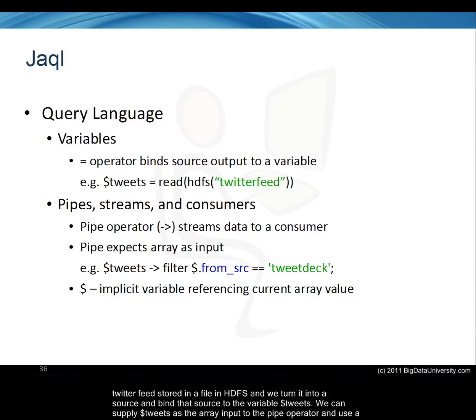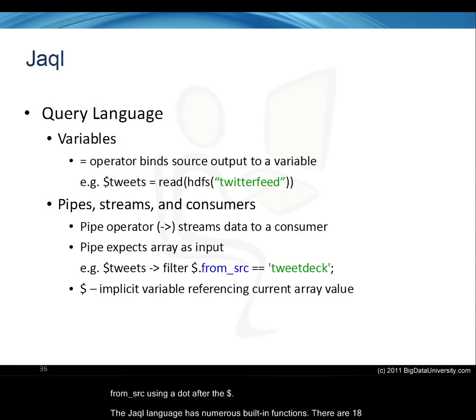For example, say we have a Twitter feed stored in a file in HDFS, and we turn it into a source and bind that source to the variable $tweets. We can supply $tweets as the array input to the pipe operator, and use a filter operator to filter out tweets that did not come from TweetDeck. We can refer to each element in the array with the implicit variable, and then access its individual members, such as from_src, using a dot after the $.